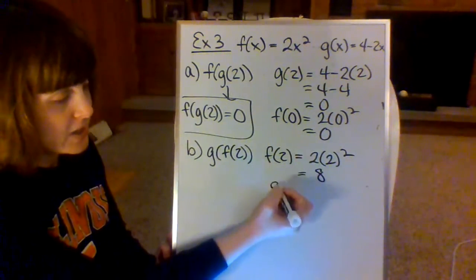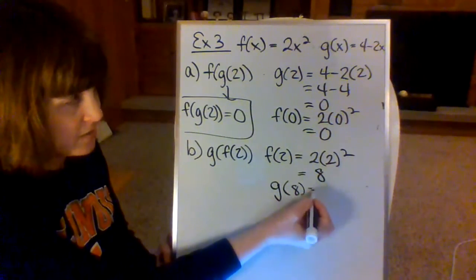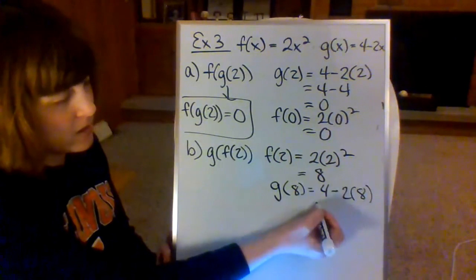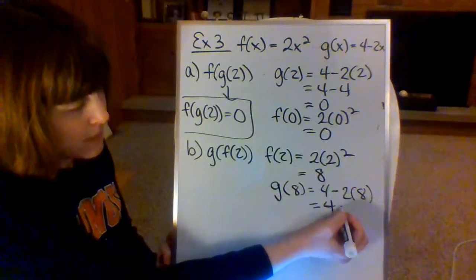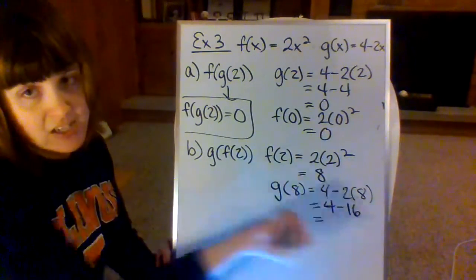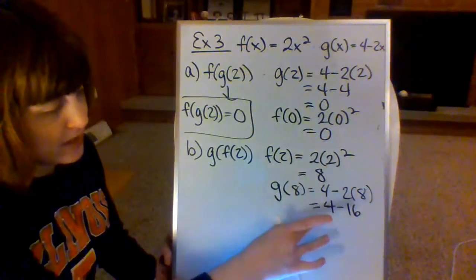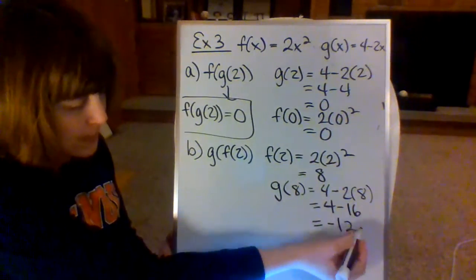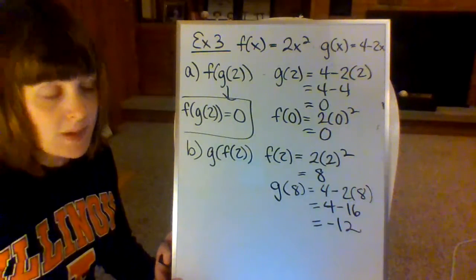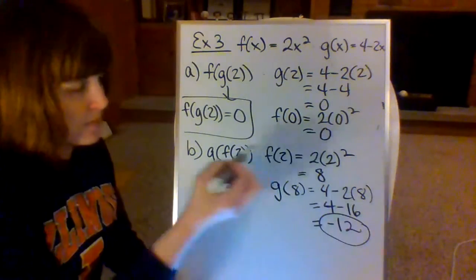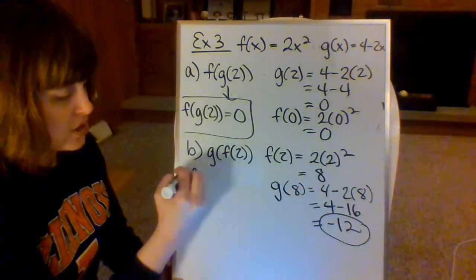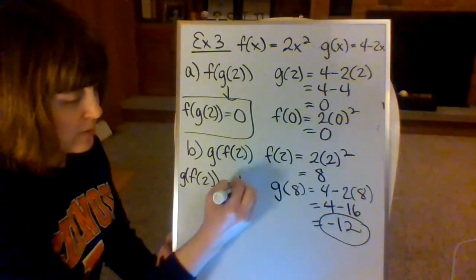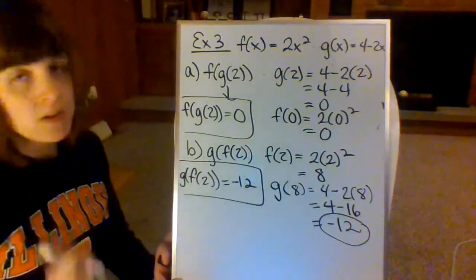Okay, so now we're going to take the g function and plug in 8. So 4 minus 2 times 8. So 4 minus 16 is going to be negative 12. Okay, so that's it. g of f of 2 equals negative 12.